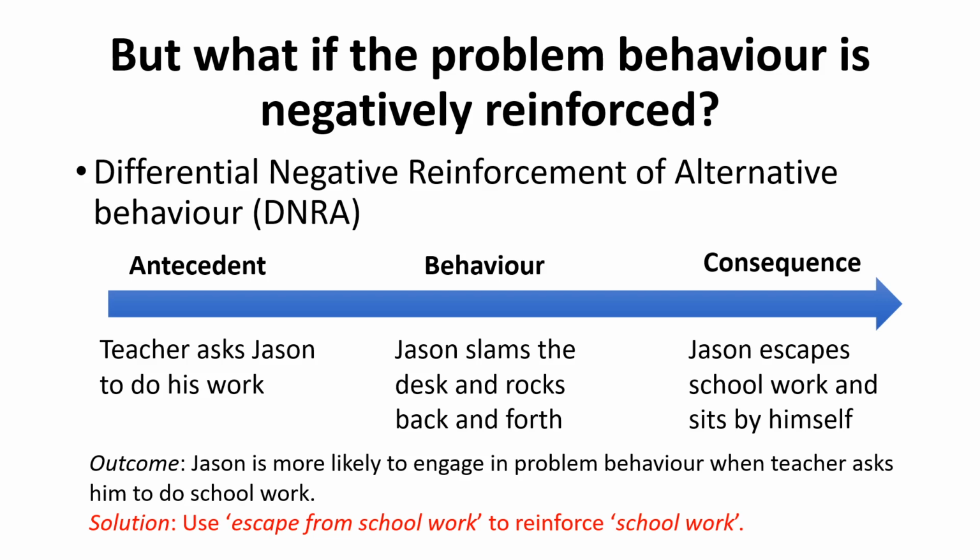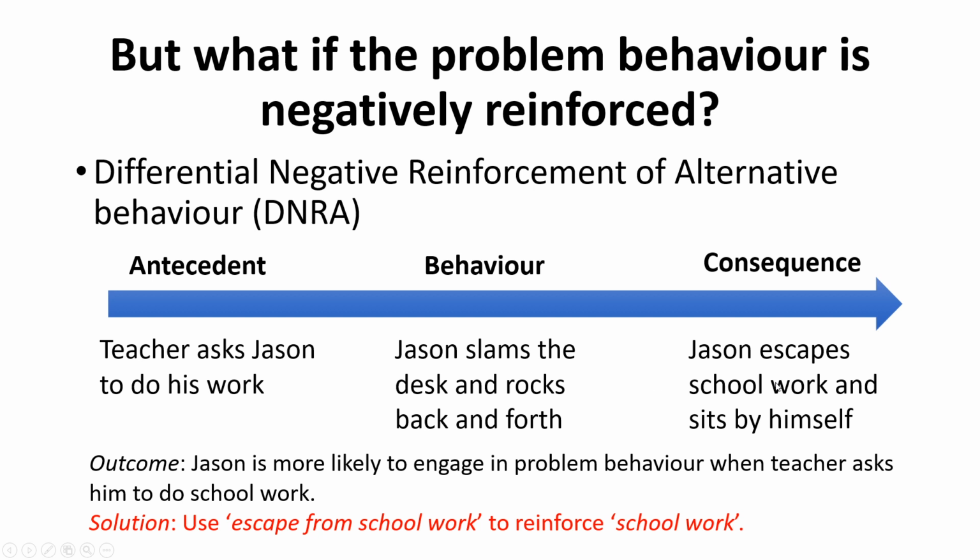So the textbook talks about a particular scenario where a student, Jason, who has autism, has problems completing his coursework. When the teacher asks Jason to do his work, Jason will slam on his desk and rock back and forth. And so the teacher will allow Jason to go to the back of the room and calm down. So he gets to be by himself and to specifically avoid doing the work that triggered this behavior.